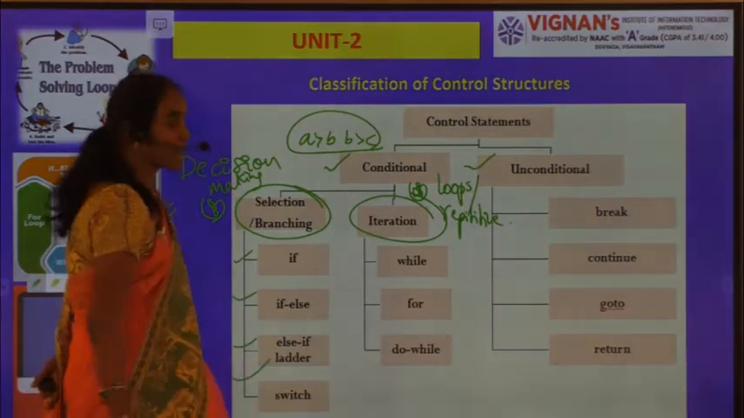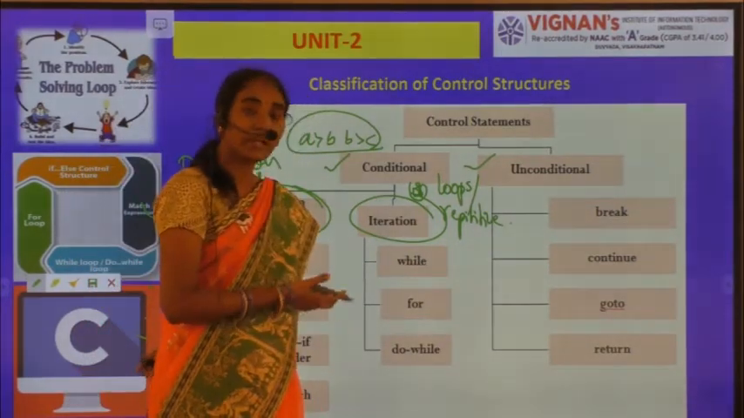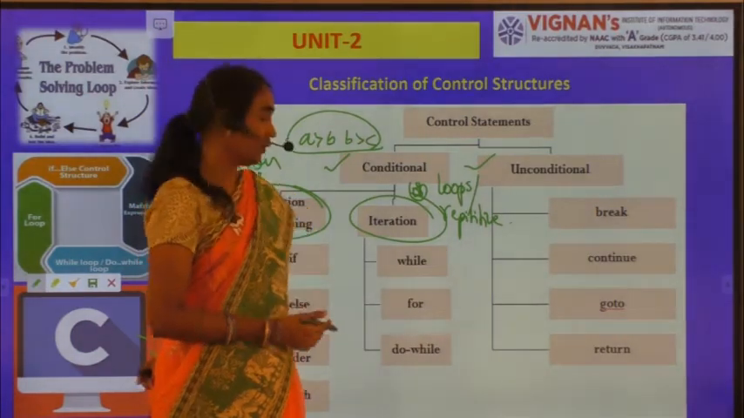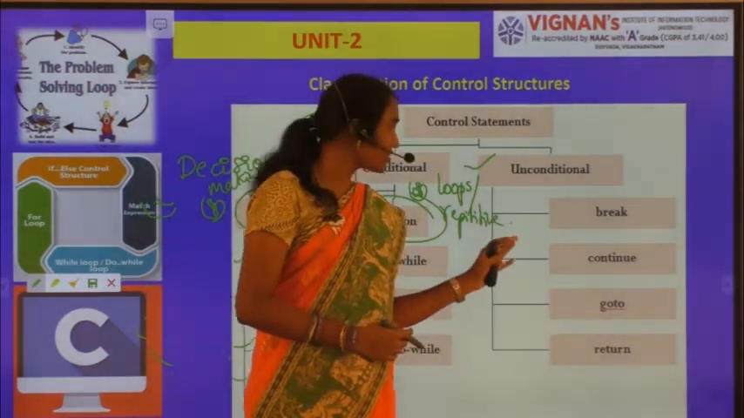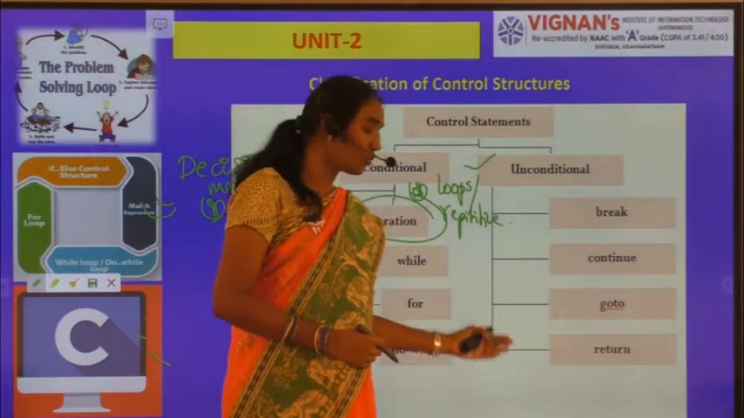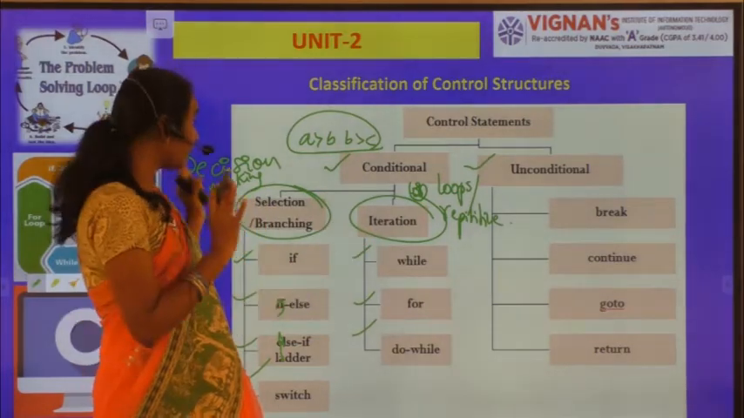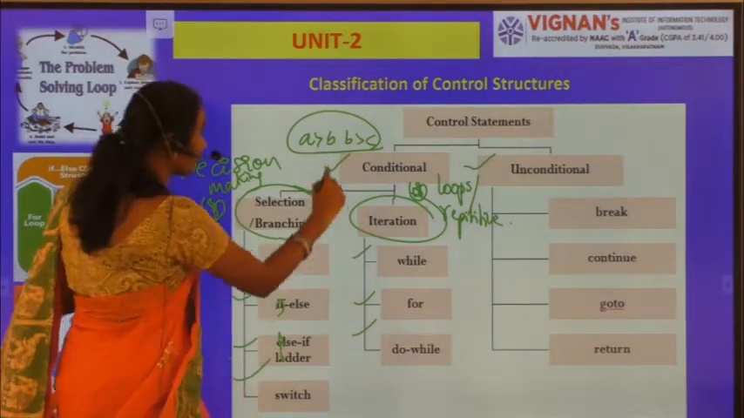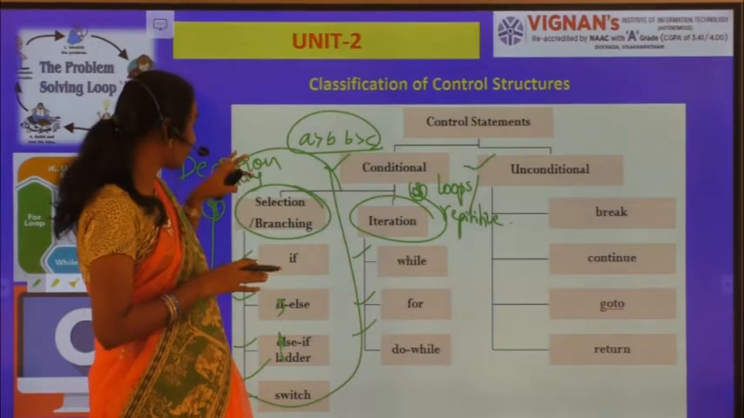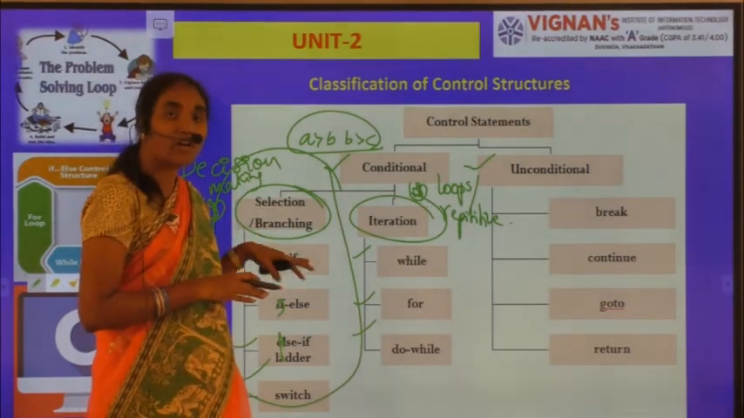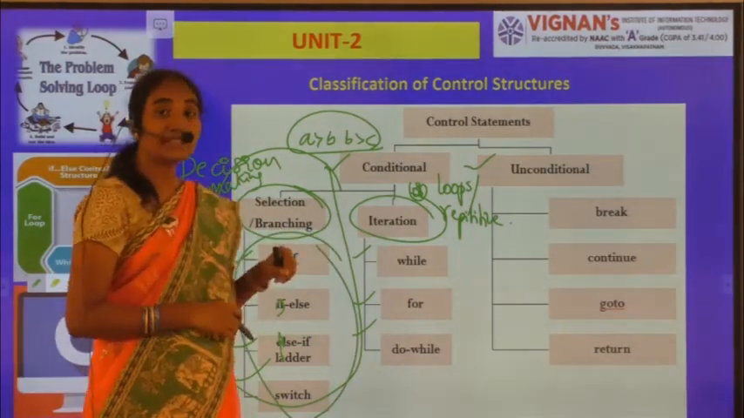These are the four categories we have under selection statement. Now under iteration statement or loops we'll have three types: while, for, and do while loops, and we will see in detail later. Now coming to unconditional, we have break statement, continue, goto and return statement. Now let's see each one in detail, and in the present class I'm going to cover only this part, that is selection or decision making or branching statements, which are nothing but these four statements.